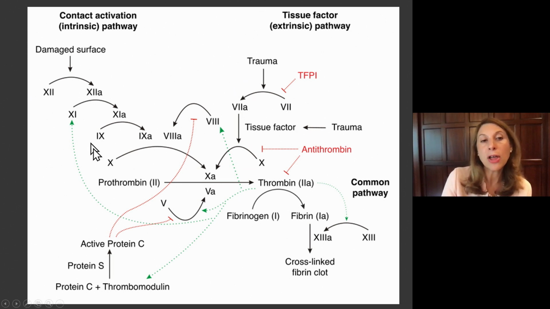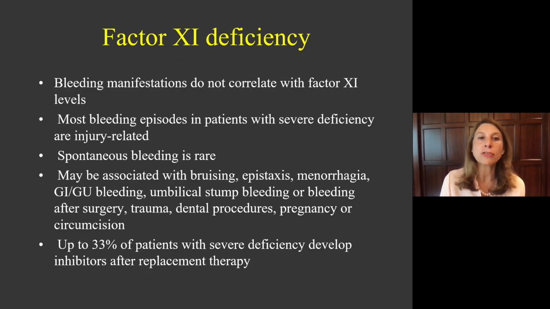Just to remind you, factor 11 is found up here in the intrinsic pathway, and this all leads down to factor 10 activation and thrombin formation. In factor 11 deficiency, the bleeding manifestations do not correlate with the factor 11 levels. So you have to not only look at what the level is, but you need to also look at the patient's bleeding history. Most bleeding episodes in patients with severe deficiency are actually injury related.